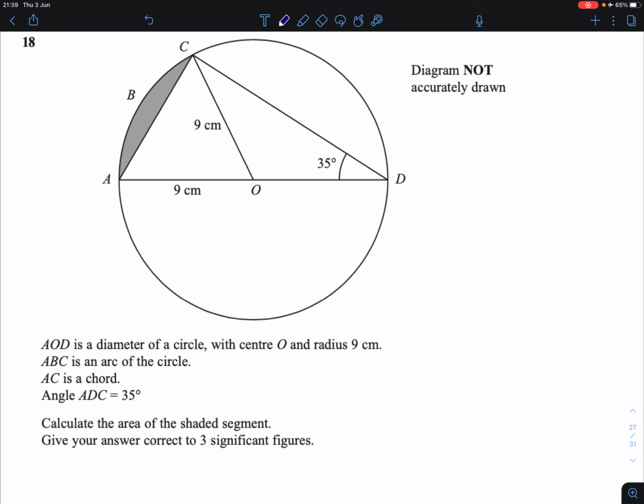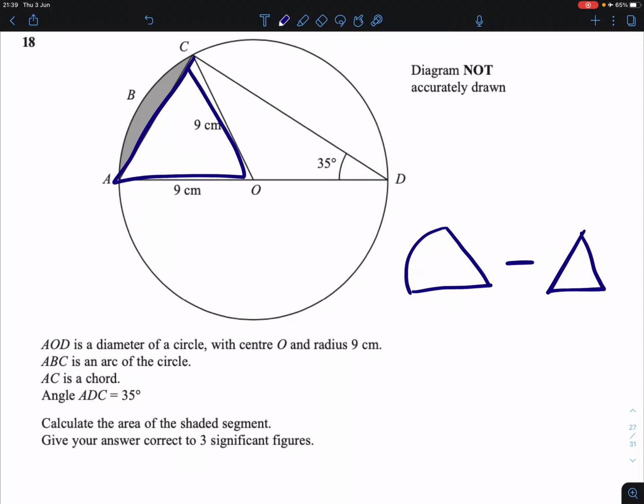Well, the area of that shaded segment, as I see it, is the area of the sector, so that's this here, subtract the area of the following triangle, this here. So we're looking to find the area of the sector, and the area of the triangle, and then take them away from each other. Before we can do either of those, we're going to need more information about not only this triangle but this sector. We need an angle, specifically this angle here, and that's where 35 comes in.